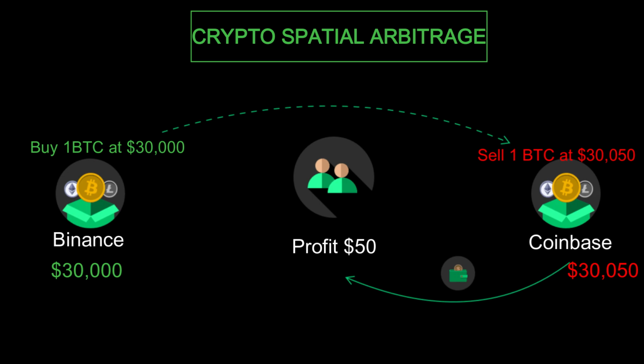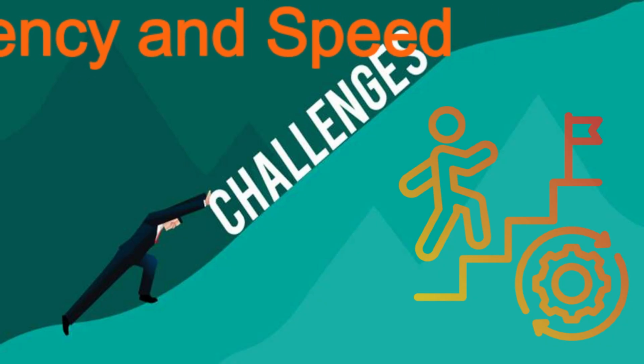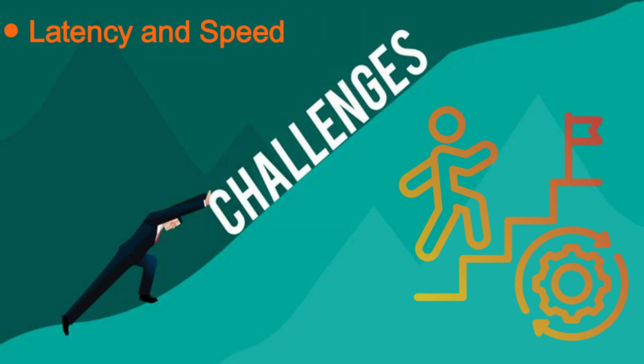Now let's talk about the challenges. The first one is latency and speed. In spatial arbitrage, milliseconds or even microseconds matter. If you are not fast enough, the price difference may vanish before your trade executes. HFT firms invest heavily in co-location and low-latency fiber to overcome this.